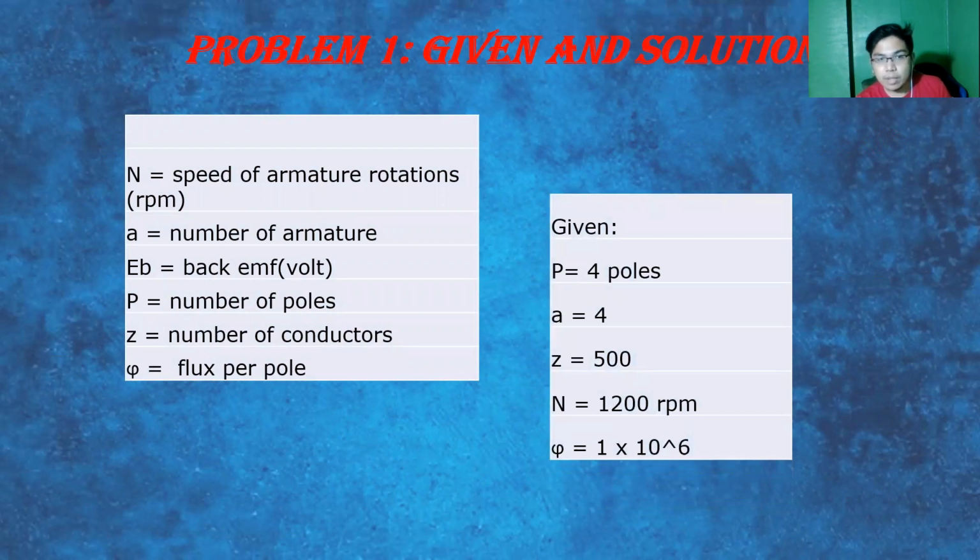P, the number of poles, is 4. A, which is the number of armature paths, is 4. Z, which is the number of conductors, is 500. N is the speed of armature rotations, and its unit is RPM. Then the flux per pole is 1 times 10 raised to 6.